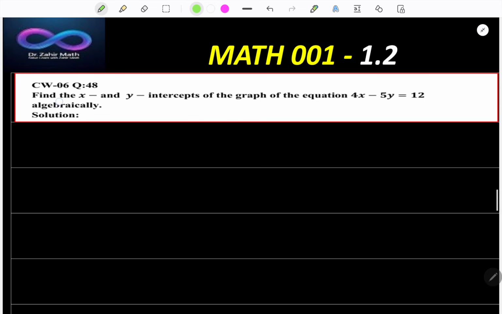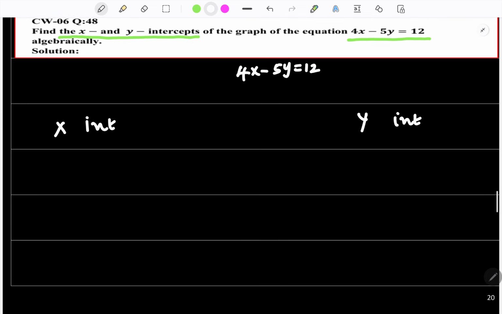So we are going to find the x and y intercepts of the equation 4x minus 5y equal to 12. What is the equation? 4x minus 5y equal to 12. You are going to find the x-intercept and the y-intercept. For the x-intercept, the rule is put y equal to 0. For the y-intercept, put x equal to 0.